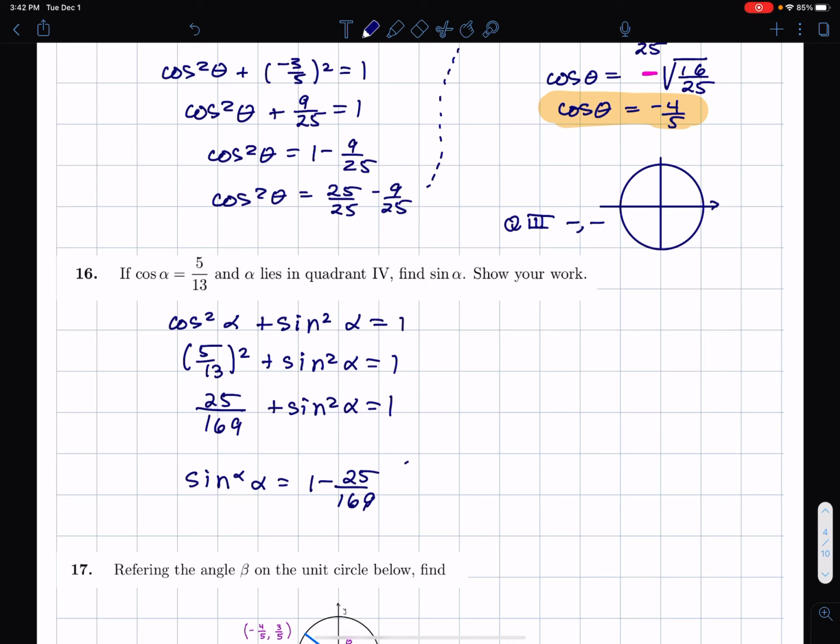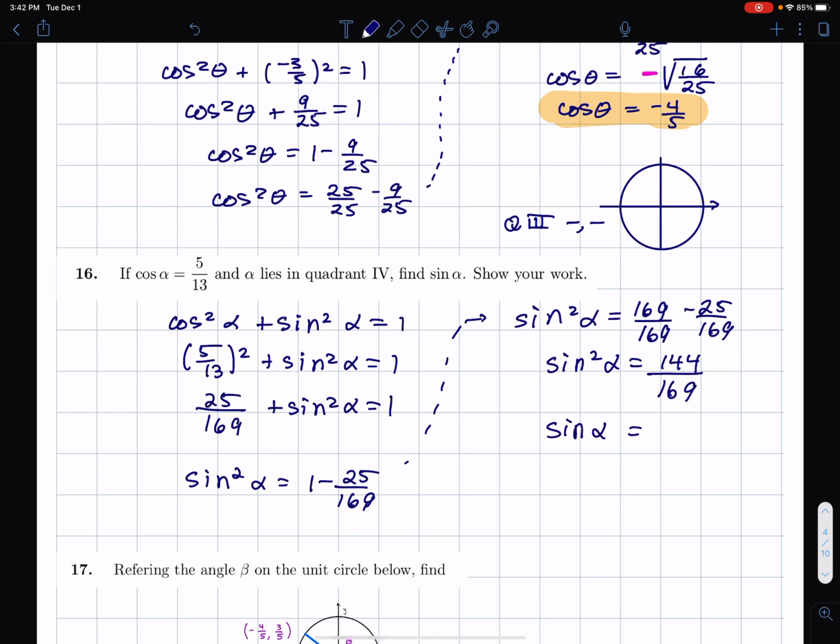So I have sine squared alpha equals 169 over 169 minus 25 over 169, and that's 144 over 169. Take the square root, and I have the square root of 144 over 169.